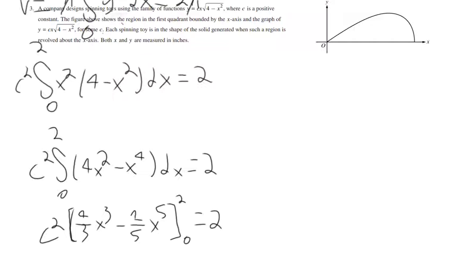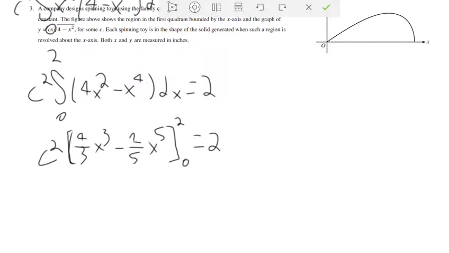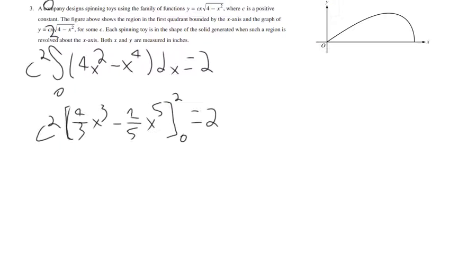Well, the zeros will all cancel because we just have power functions. So I just have to plug in 2. So c squared times 2 cubed is 8. 8 times 4 is 32. So I have 32/3 minus 2 to the 5th is 32, and then over 5. This has to equal 2.